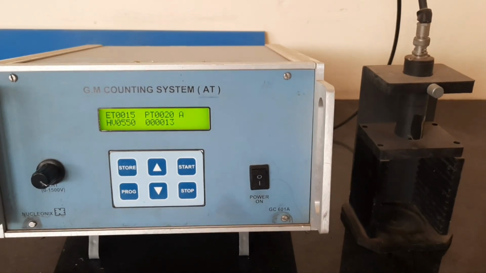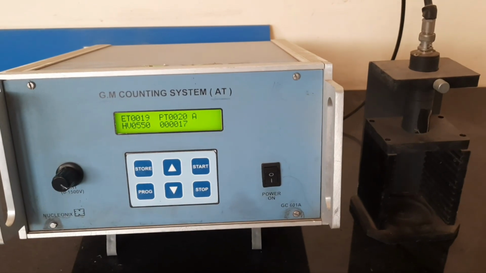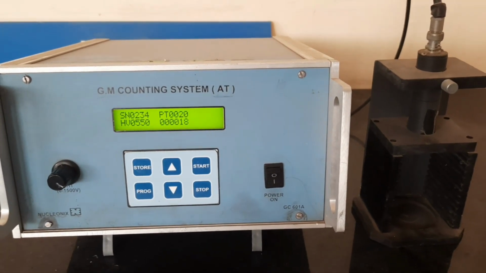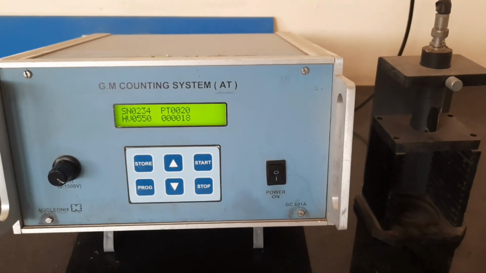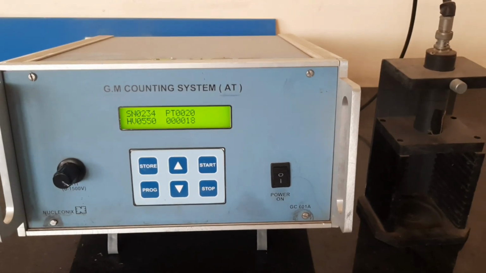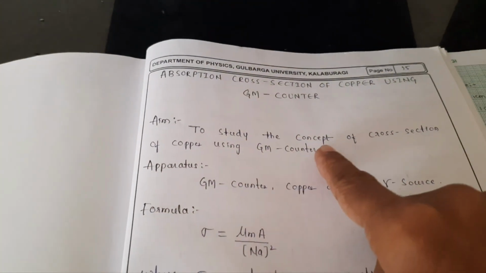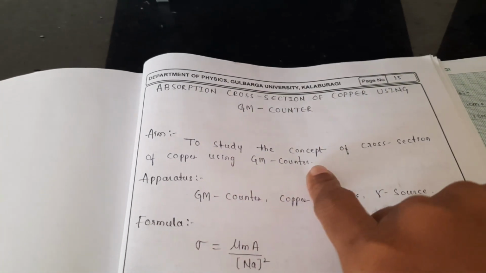In this video, I am going to explain the absorption cross section of copper using a GM counter. I have already explained how to operate the GM counter and how to calculate the operating voltage in the previous video, so please watch that video. Here the aim is to calculate the cross section of copper using a GM counter.